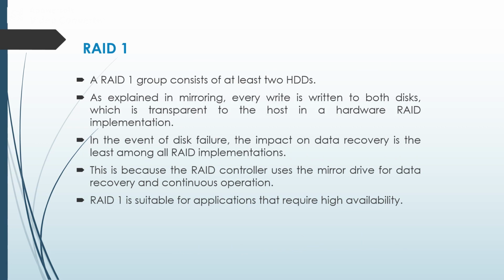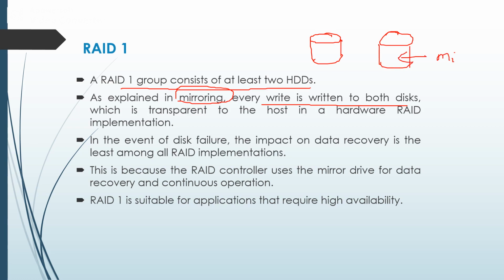In the case of RAID 1, we use the security concept of mirroring. So RAID 1 is nothing but mirroring. Here every write is written to both the disks. I'll maintain one original disk, and I'll maintain one more disk, and this disk is called the mirrored disk.